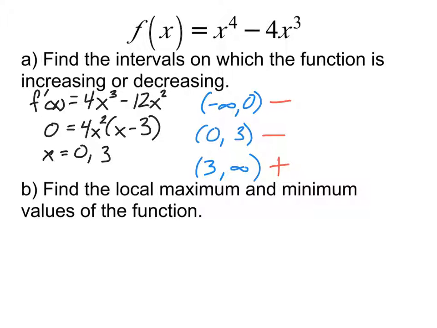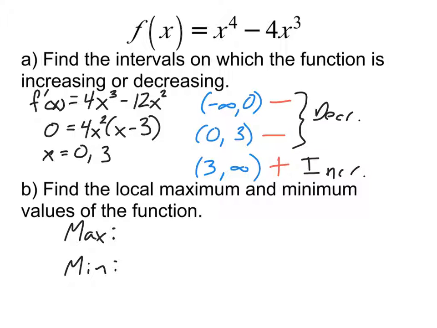So it's decreasing on both of those intervals, and it is increasing on that one interval. So now we've answered the questions from part A. Now for part B, it asks us to find the local maximum and minimum values of the function.